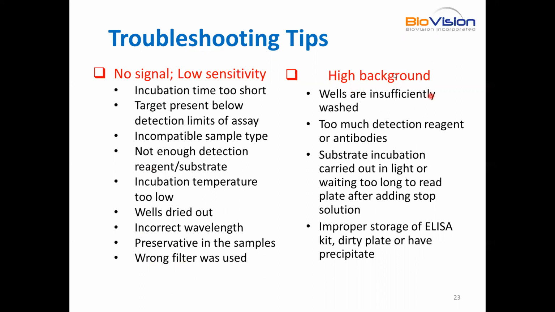The possible reasons for getting high background is that the wells are insufficiently washed, and there is still antibody or substrate present in them that is giving a high background. Maybe they are using too much detection antibody, the dilution is not appropriate. Or they could be getting high background because they have incubated the plate for too long with the substrate or in the light, or the incubation time is too long before adding the stop solution or reading the plate.